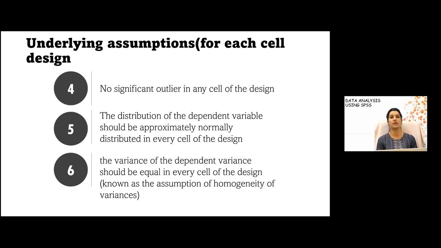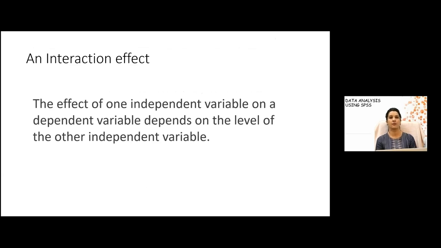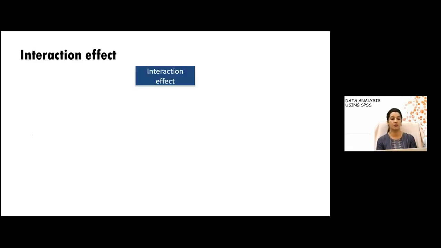So this is again the recapitulation of the previous concepts which we have read. And now coming to the interaction effect. I have repeatedly told you that because there are two independent variables, we see the effect of the interaction on the dependent variable. So how do we define an interaction? An interaction is the effect of one independent variable on a dependent variable that depends on the level of the other independent variable also.